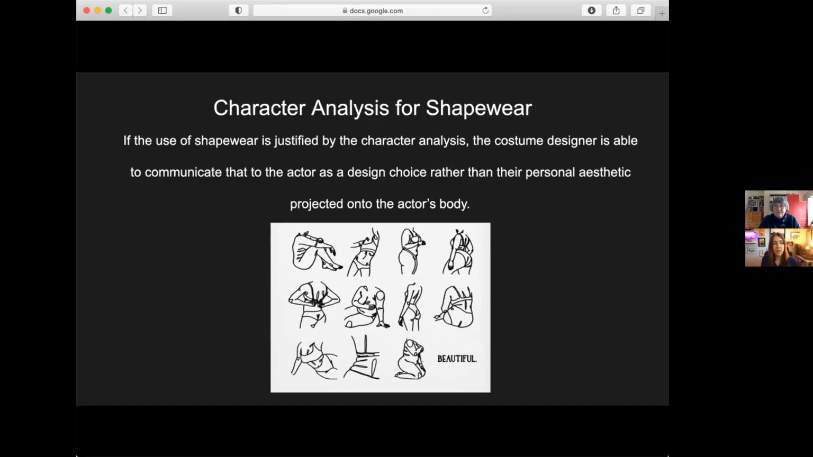Within the scenario of open communication, actors could feel more comfortable expressing a desire for shapewear, even if it's not required for the character, but to ease any anxiety about their body. So when shapewear is discussed rather than required, costume fittings can become a more accepting and collaborative experience rather than a power struggle between the designer and the actor.